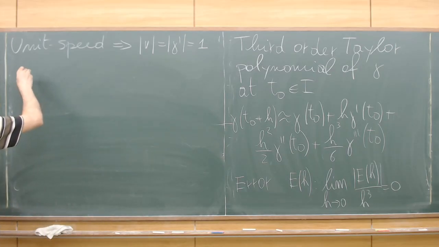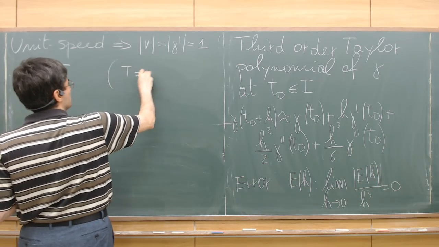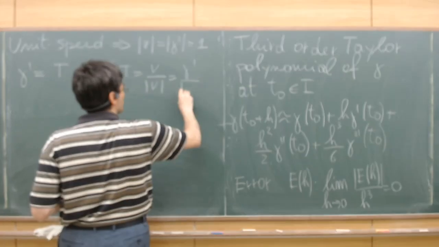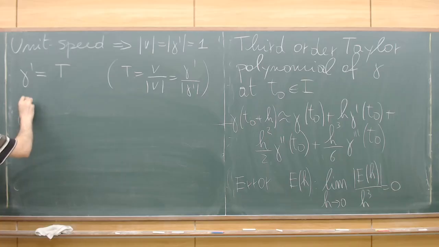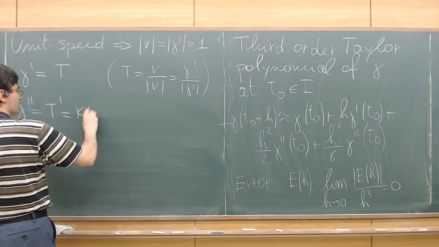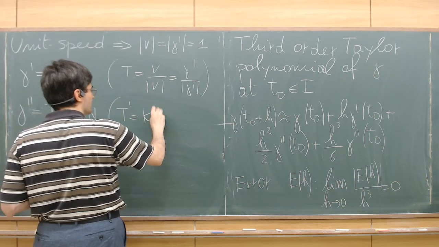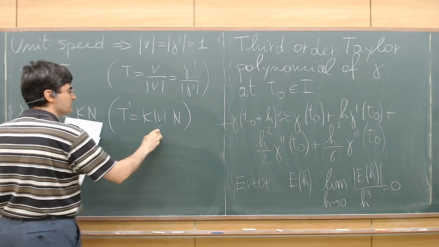So we know that gamma prime is equal to T, because T is v over the length of v, that is gamma prime over the length of gamma prime. Gamma second is T prime, but T prime is kN. More precisely, T prime is k times the length of v times N, but this is 1.